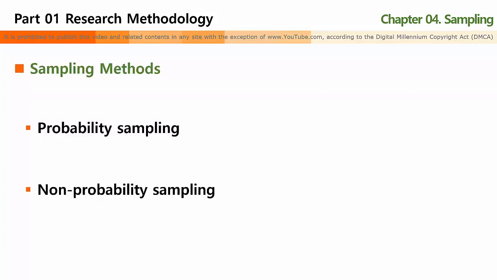Now let's look at the sampling methods in earnest. Sampling methods are classified into probability sampling and non-probability sampling. The classification criterion is the probability of being included in the sample. If the probability of belonging to a sample is the same, it is a probability sample. Otherwise, it is a non-probability sample.